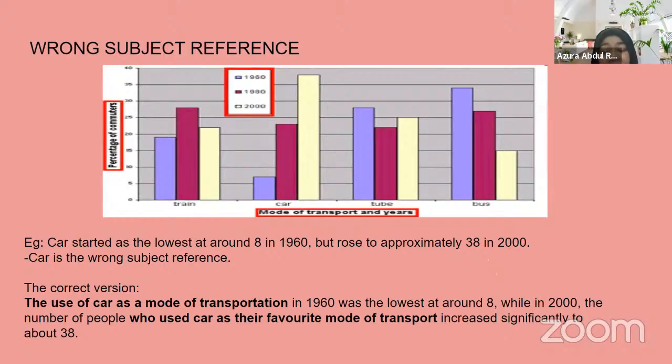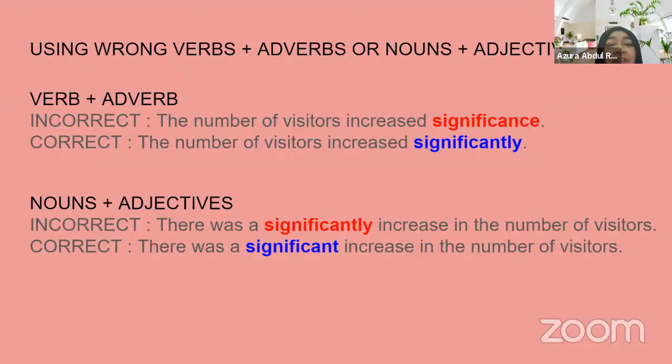Using wrong verbs, adverbs, or nouns plus adjectives. So verb plus adverb: the number of visitors increased significantly. If you want to use a noun, saying there was a significantly increase in number of visitors is wrong. It should be there was a significant increase in the number of visitors. Even this itself, if you read it, is like an incomplete sentence, isn't it? There was a significant increase in the number of visitors to Zoo Negara in 2022, for example.